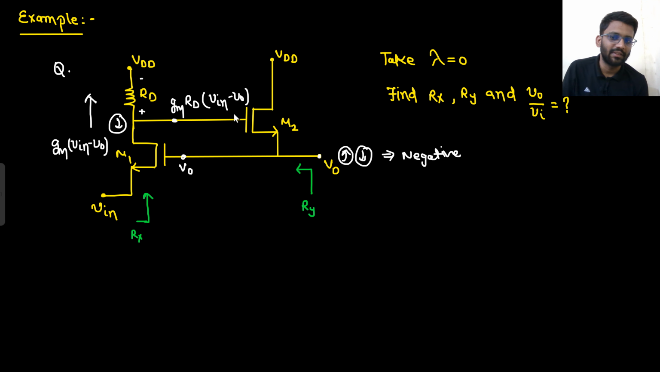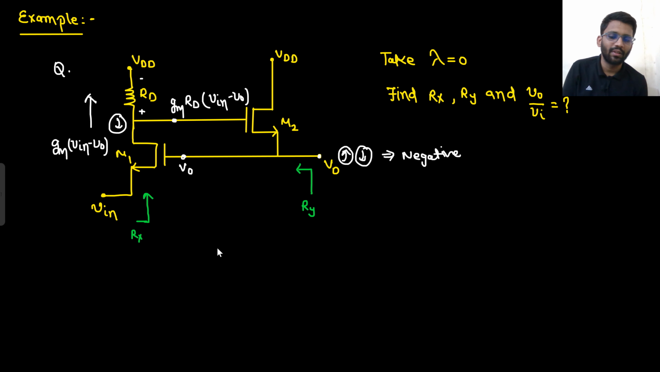If VGS is 0, that means this potential and this potential are equal. What current is flowing here? 0 ampere. 0 ampere current is flowing here. So that means VGS is 0. If VGS is 0, that means gate and source potential are equal.